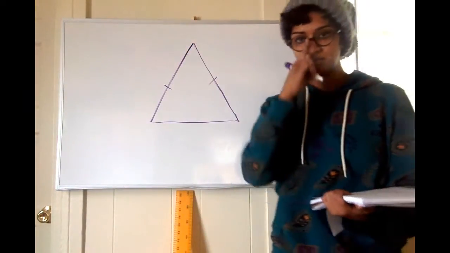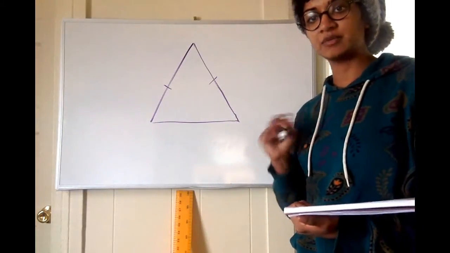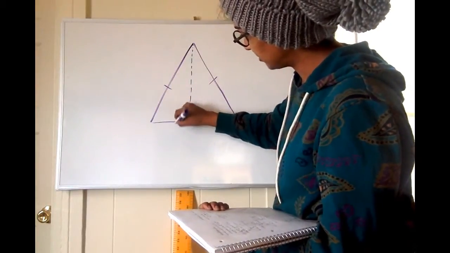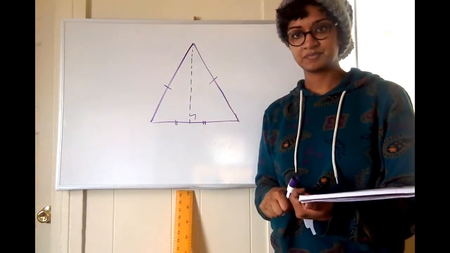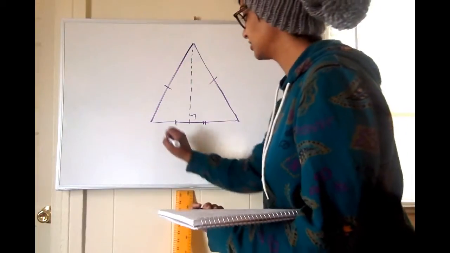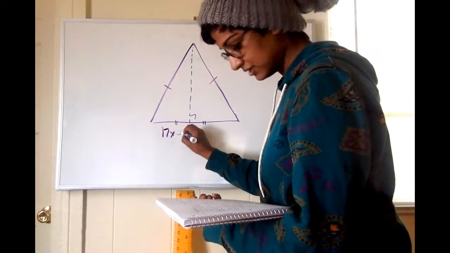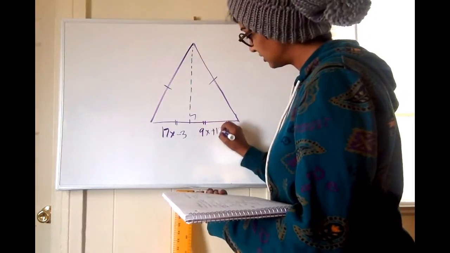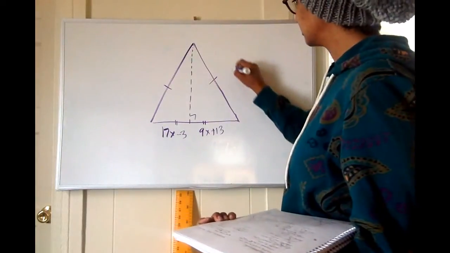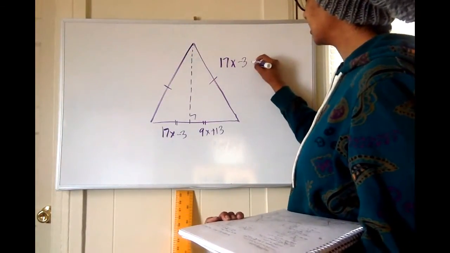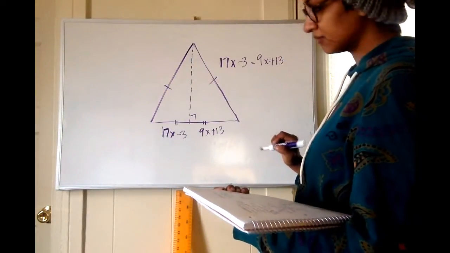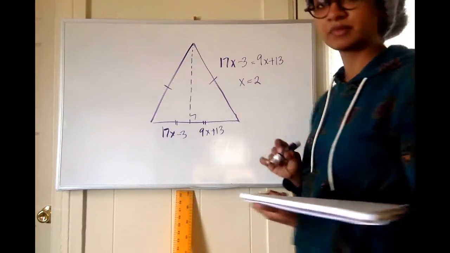Okay? And when we start with an isosceles triangle, then we can say that the top down to the bottom is a perpendicular bisector. Okay? So if I ever give you an isosceles triangle, you know what to do. So if I give you this information at the bottom, 17x minus 3 and 9x plus 13, you know that this is congruent to this one, so their measurements are equal, and we know how to put that into a formula now. 17x minus 3 is equal to 9x plus 13. Okay? And then we get x equals 2.